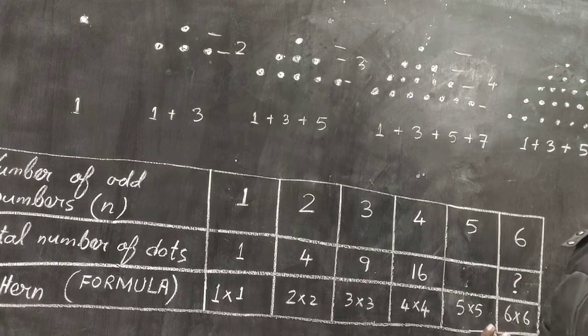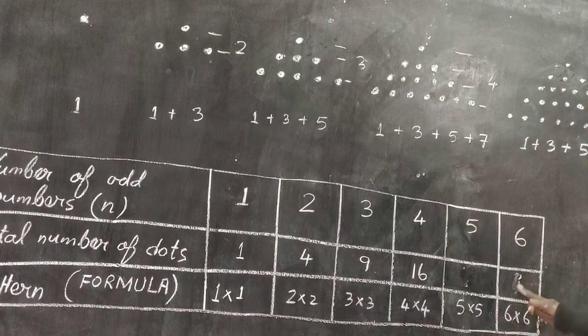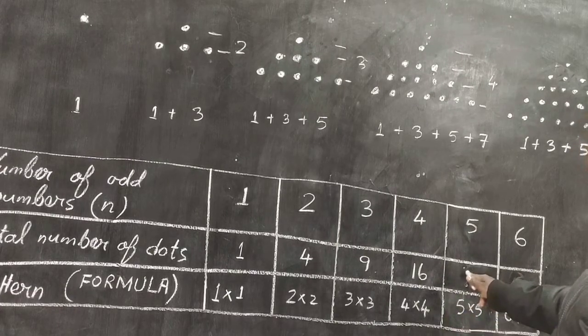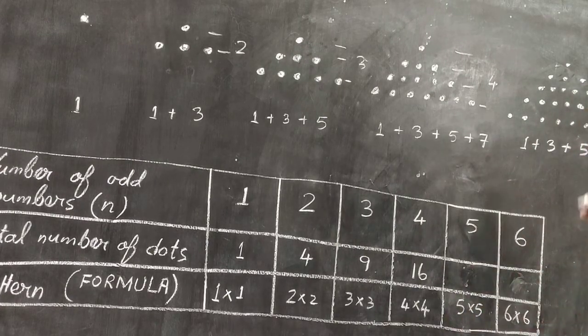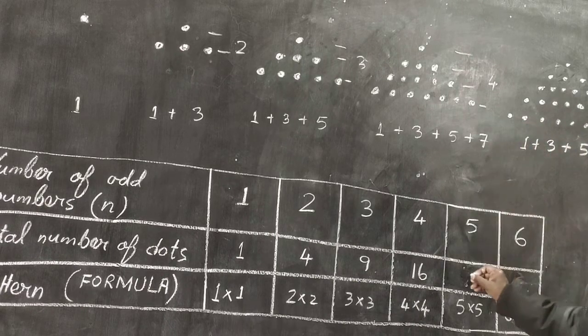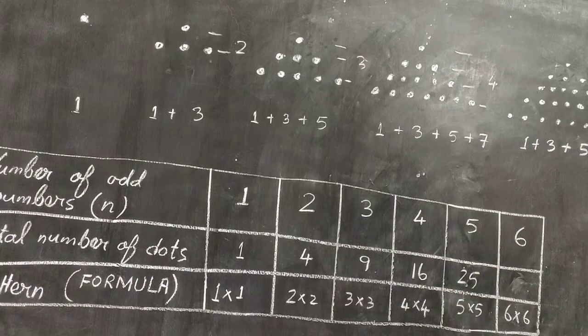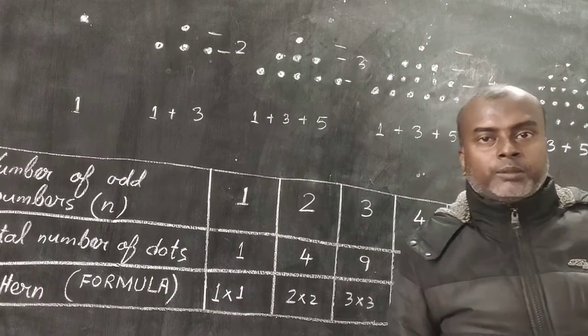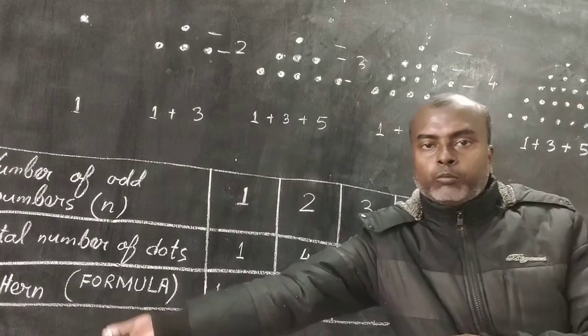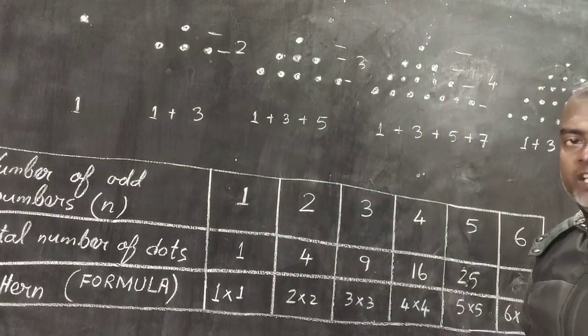Similarly, what would be the number of dots here? In your book it is given as a question mark. I am leaving it empty so we can fill it. How many dots are there? Count it. 1, 2, 3, and so on up to 25 dots. Then what will be the number of dots in the next case? That we can predict. By looking at the pattern, you can predict the result in the next case.